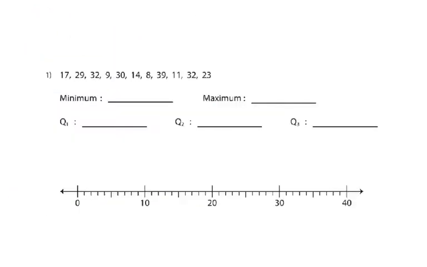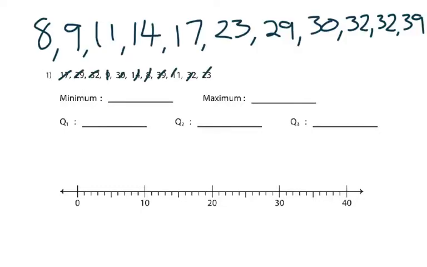So I'll do a couple of examples. The first thing is obviously putting the numbers in order. So once we've got the numbers in order, we can easily say our minimum and our maximum. If I fill these out, our minimum is 8, our maximum is 39. Then we've got to find our median, and we do that by just simply going through like we would normally do. So our median here would be 23 because there's 5 numbers either side. Our median is also known as the second quartile. So we'll write 23 in there.